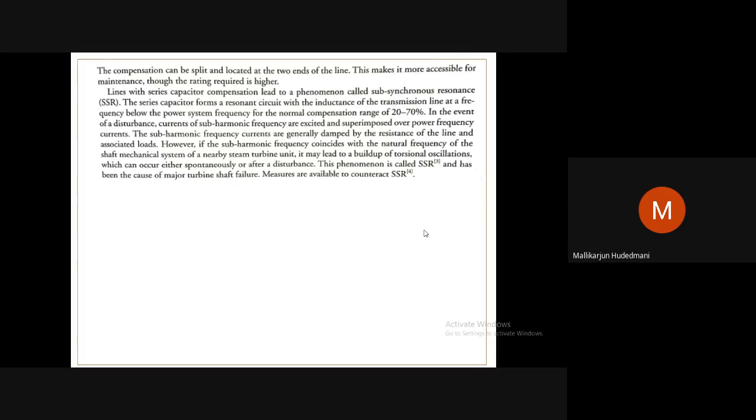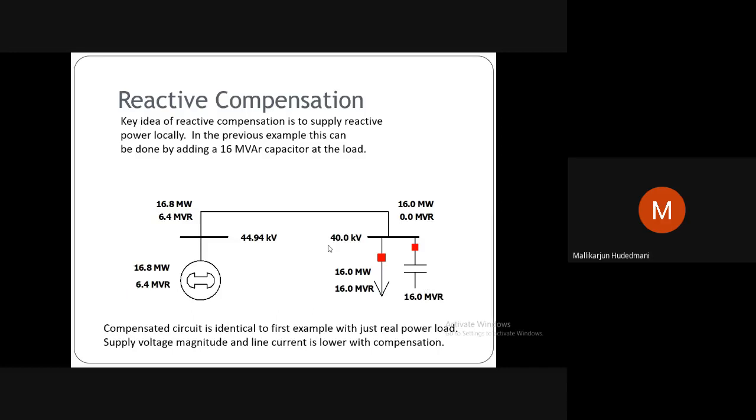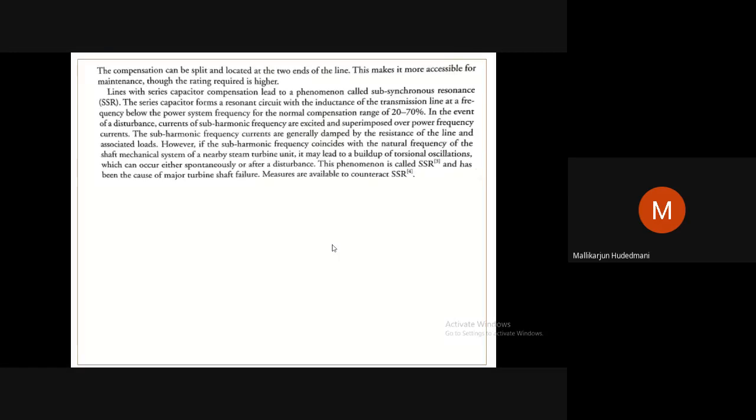Then the compensation can be split as located at two ends of the line. This makes it more accessible for maintenance throughout the region. These are the similar parameters which I am speaking about, how compensation can be done, how it is being done. Similar things are noticed here.